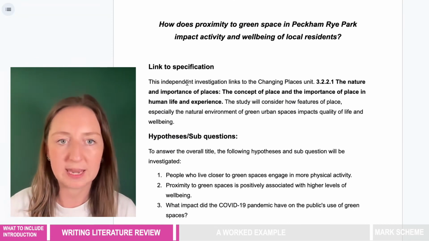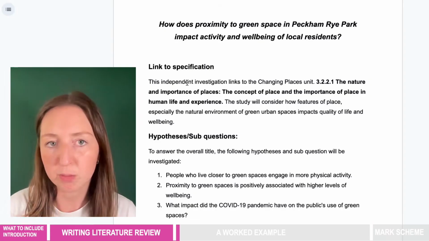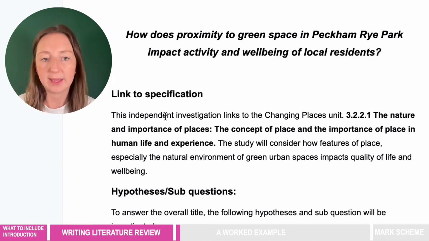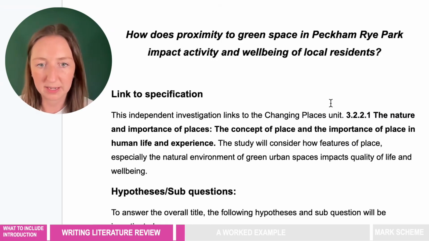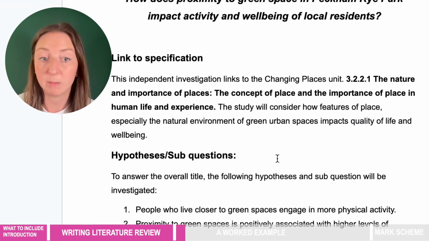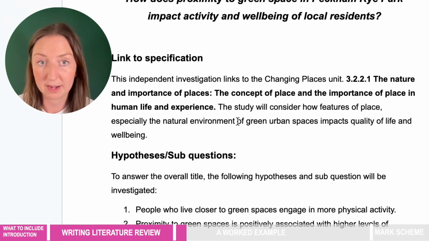It's really important here that you put an appropriate comment. So here we can see I've got the spec 3.2.2. That's the part of changing places. My title links to the nature and importance of place and the concept of place and the importance of place in human life and experience. So I've really specifically defined which part of the spec it is, and then I've said how my study links to the spec. This is important, particularly for the top level marks.